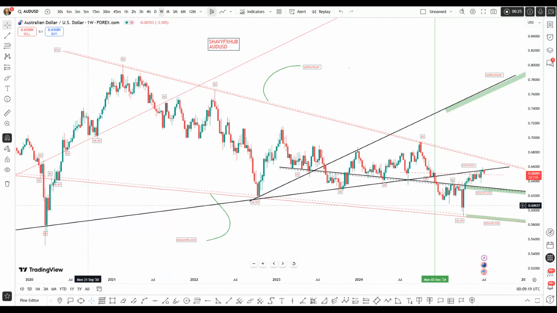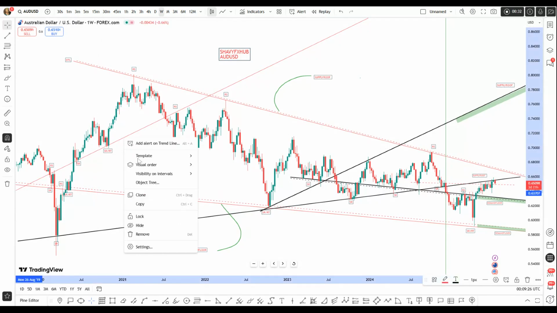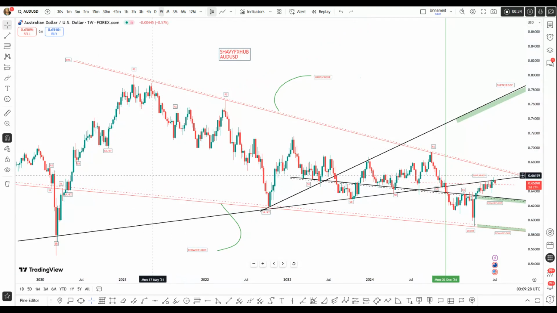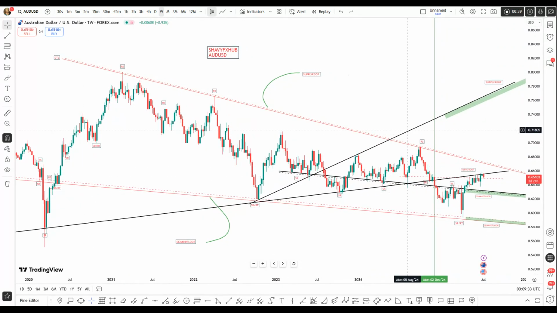And let's look at the structure on the weekly time frame. The AUD structure is very nice looking. This is for educational purpose only, please. All my trades are for educational purpose only.